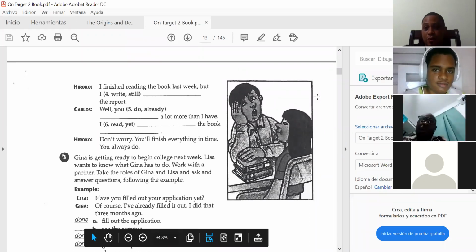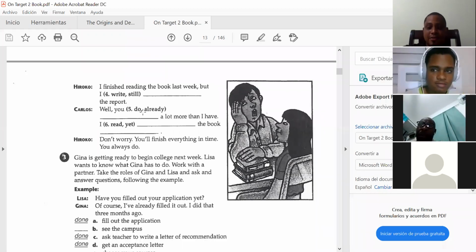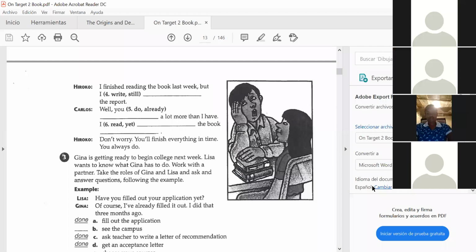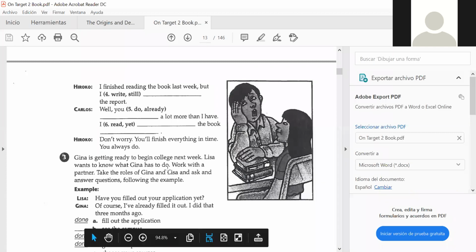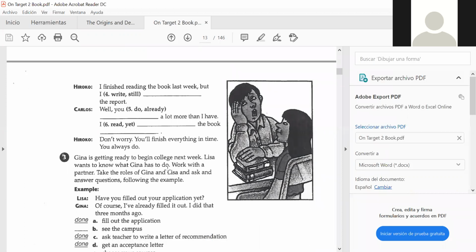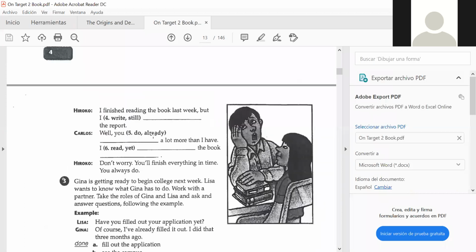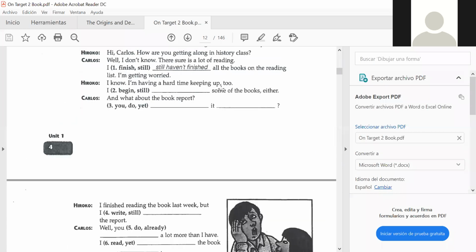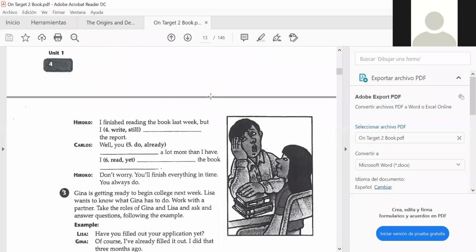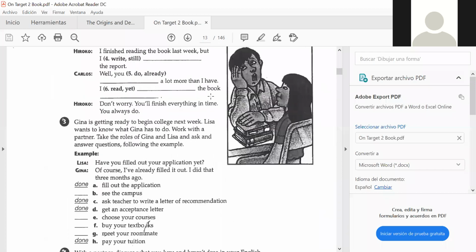Oh, Jennifer Tavares. I haven't read the book yet. You see, I haven't read the book yet. That's perfect. So you see, guys, that's how you use yet, still, and already when we are working with the present perfect. That's how you do it.